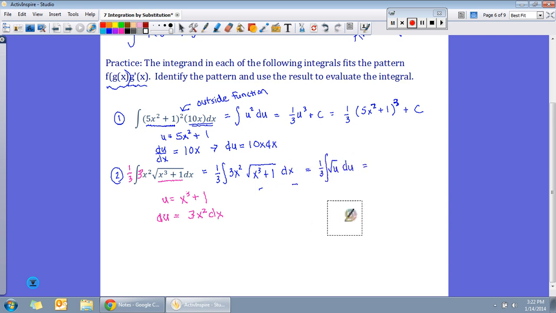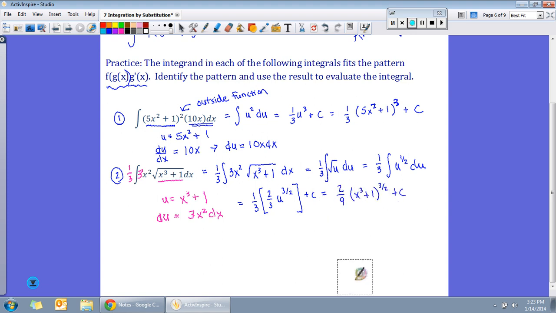So we get 1/3 the integral of the square root of u, which we can rewrite with fraction exponents. So then now, when we go to take the antiderivative, we're going to have 1/3 times 2/3 u to the 3/2 plus c. And the last final step is plugging in what u is into your antiderivative.